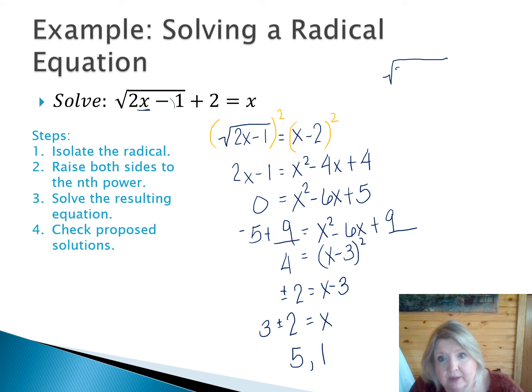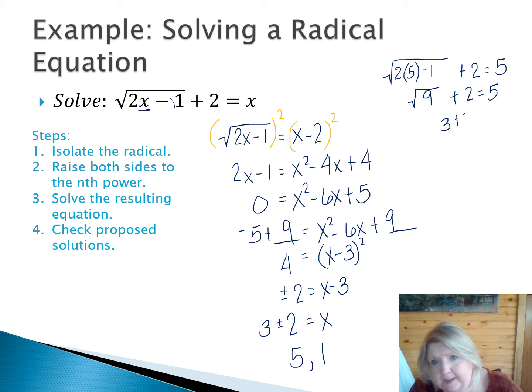So I'm going to try the 5 first because he's listed first. 2 times 5 minus 1, and then it's plus 2 equals x, which I'm thinking might be 5. Okay, 2 times 5 is 10, minus 1 is 9. Square root of 9 is 3. 3 plus 2 does equal 5. So the 5 checks out.